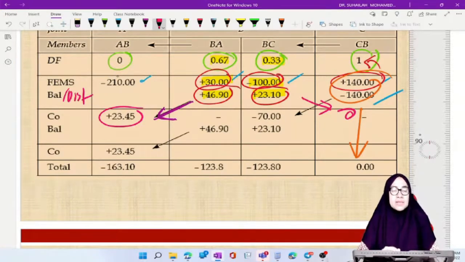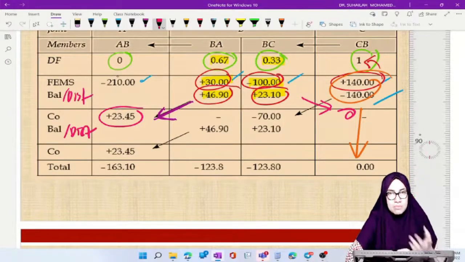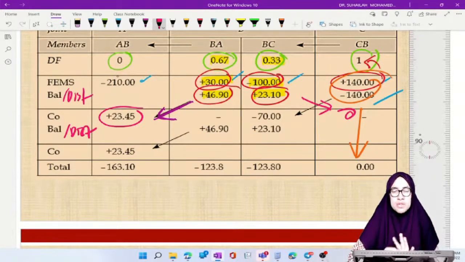Okay, next step is to repeat distribution. Balance or distribution, it doesn't matter, both can be done. Choose either one.